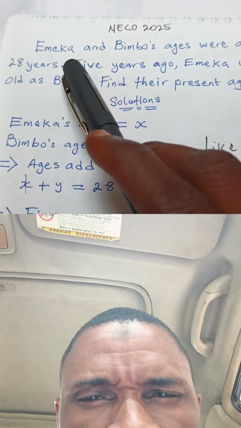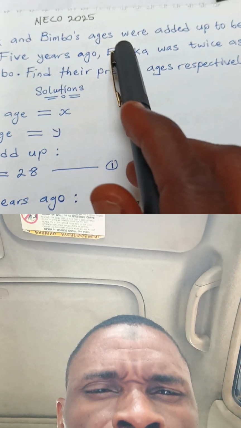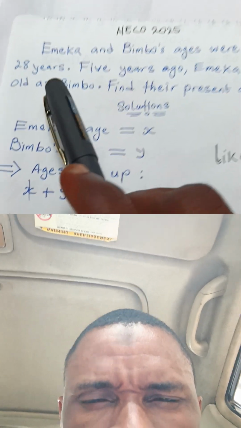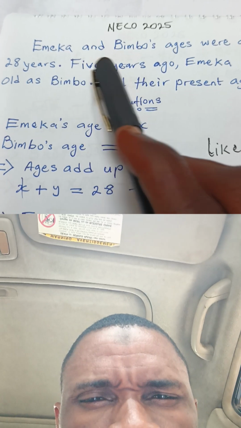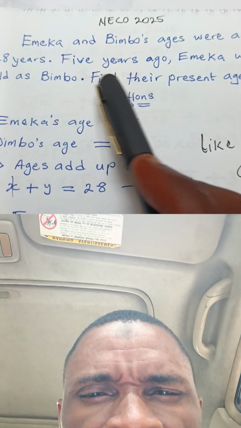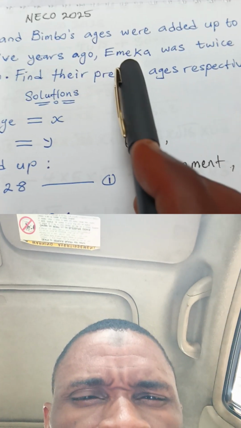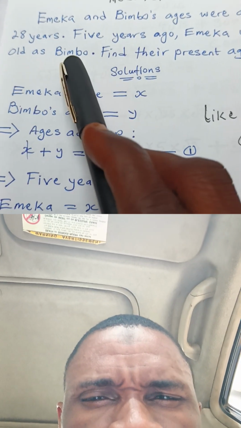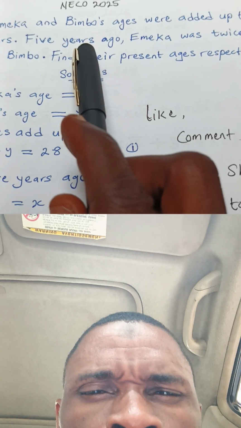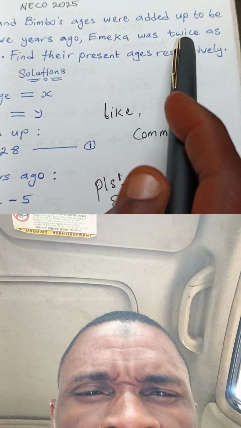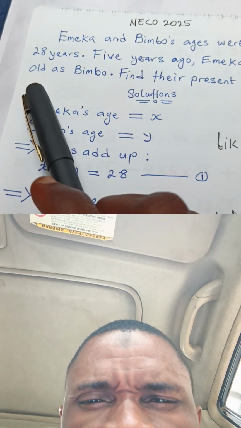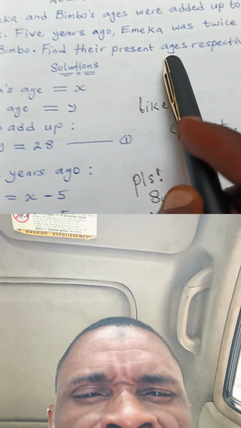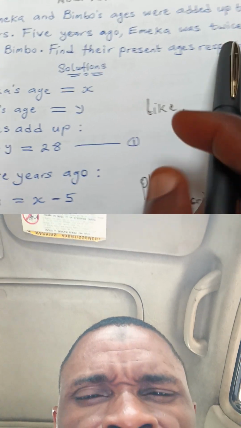The question says, Emeka and Bimbo's ages were added up to be 28 years. Five years ago, Emeka was twice as old as Bimbo. Find their present ages respectively.